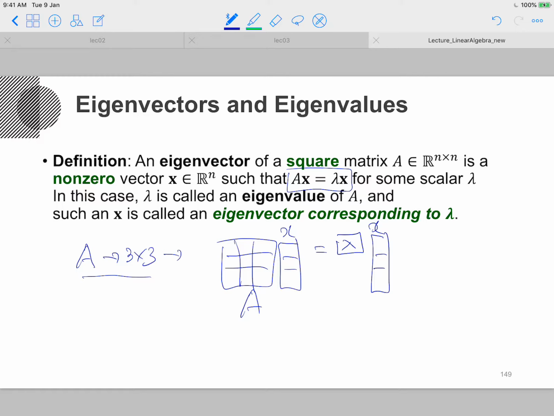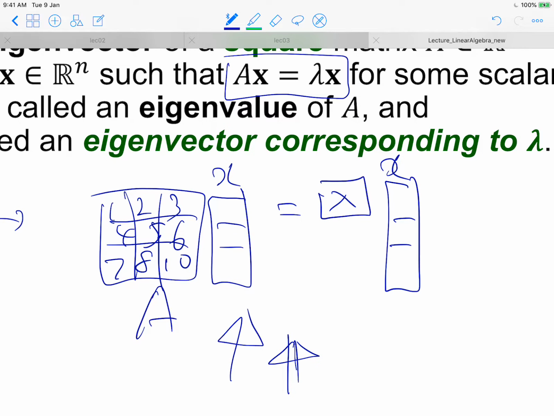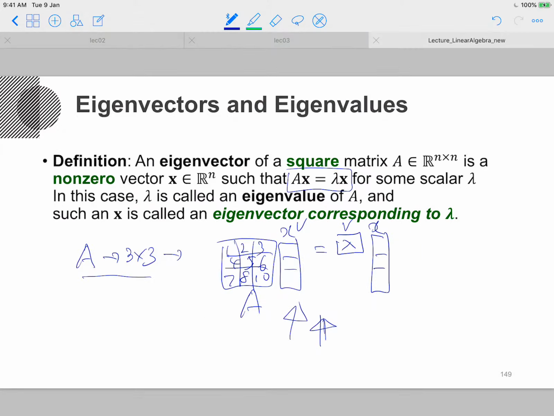So it is an equation where a particular x and also lambda should be found in order to satisfy this. So not all the x vectors can satisfy this. So given the matrix A, for example, 1, 2, 3, 4, 5, 6, and 7, 8, maybe 10, given this matrix, we need to find a particular pair of this vector x and also lambda. Okay, and then that is the eigenvector and value pair.